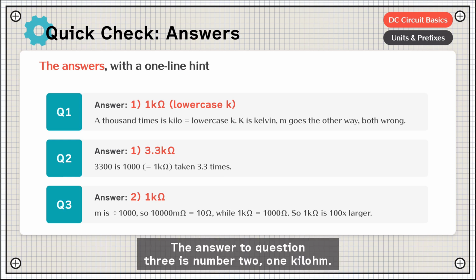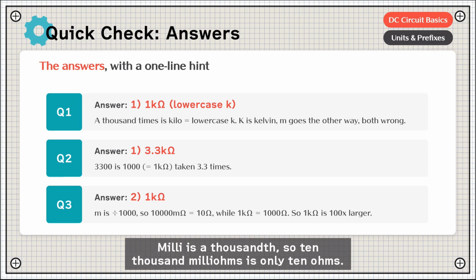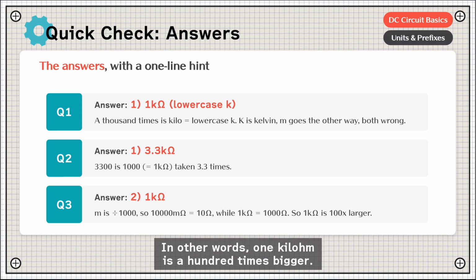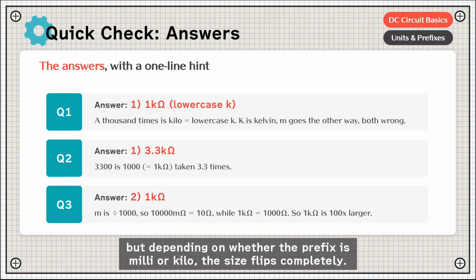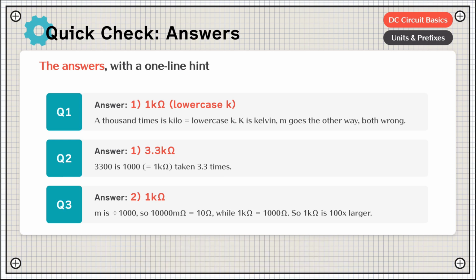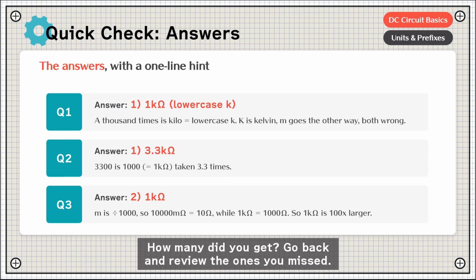The answer to question 3 is number 2, 1 kiloohm. Milli is 1,000th, so 10,000 milliohms is only 10 ohms. 1 kiloohm, meanwhile, is 1,000 ohms. In other words, 1 kiloohm is 100 times bigger. Going by the number alone, 10,000 looks bigger, but depending on whether the prefix is milli or kilo, the size flips completely. This was the most important point today. How many did you get? Go back and review the ones you missed.